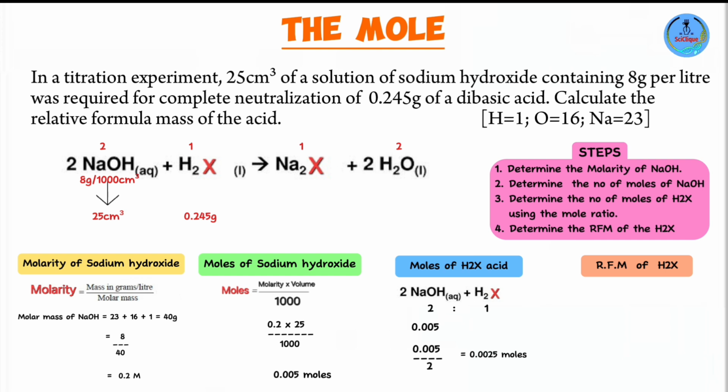Almost. Our last step, determining the RFM of the acid. So at this point, what do we know of the acid? We know the mass, 0.245 grams. We also know the number of moles. And we can use the most basic formula of all to calculate the RFM. So the molar mass, which is what we are after, is given by the mass over the moles. So 0.245 over 0.0025 will give us the molar mass of 98 grams. So the RFM of the acid is 98. And by the way, guys, this is actually the RFM of sulfuric acid.